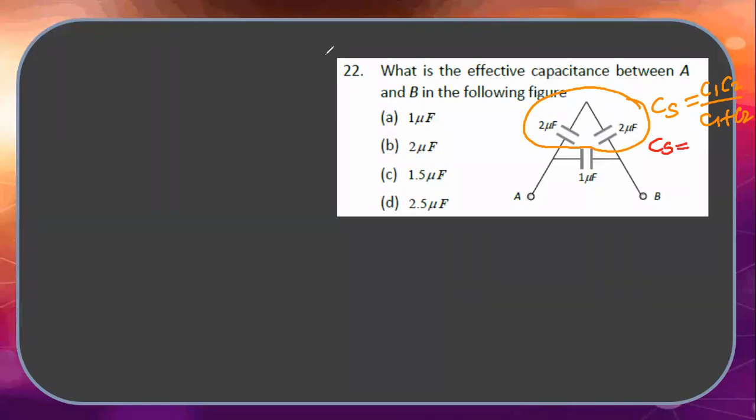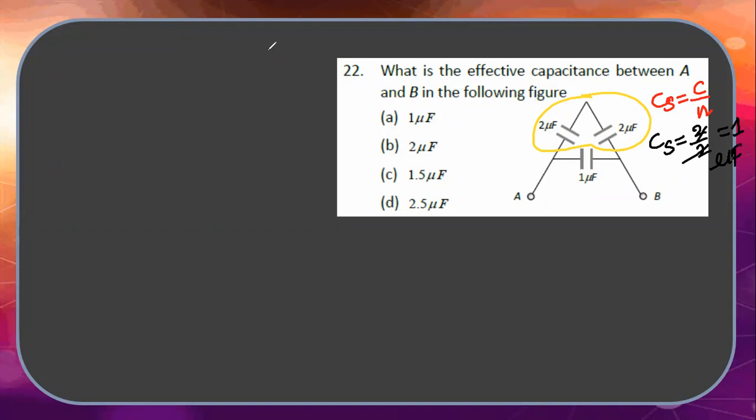Otherwise, we may use a shortcut formula. What is the shortcut formula for this? CS is equal to C by N. When N identical capacitors are in series, the effective capacitance CS is equal to C divided by N. Here C is 2 and there are 2 capacitors, so 2 divided by 2, the 2s get cancelled, 1 microfarad.